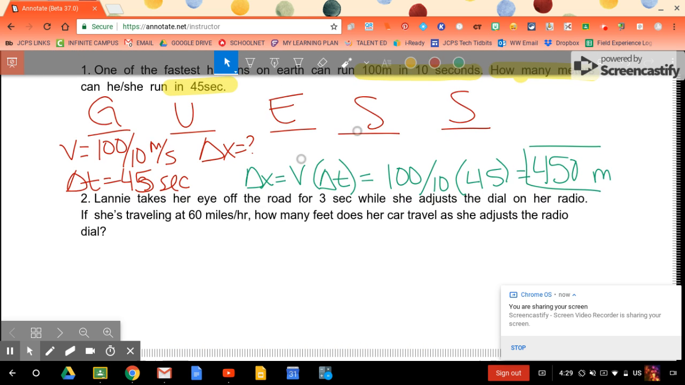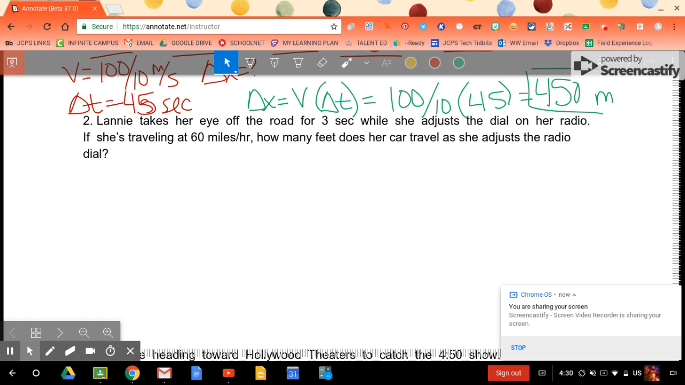Okay, moving on to the next one. This one I am going to change some numbers on it because it is kind of confusing. So we're going to change this to 0.3 hours. And we're going to change this feet to miles.